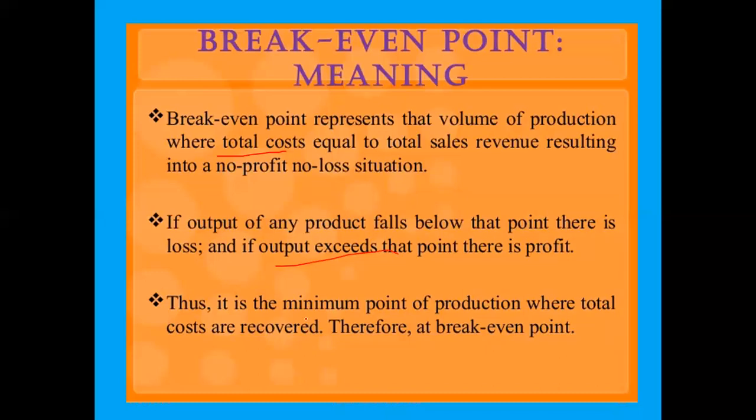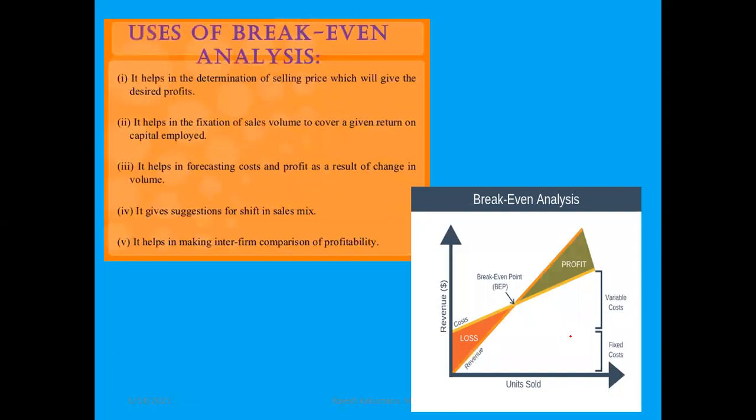Next, thus it is a minimum point of production where total costs are recovered. Therefore the break-even point is the minimum point of production where the total costs are recovered. That junction is known as the break-even point. If you see the graph, you can easily understand. Now, how has the break-even analysis been used? So, uses of break-even analysis.